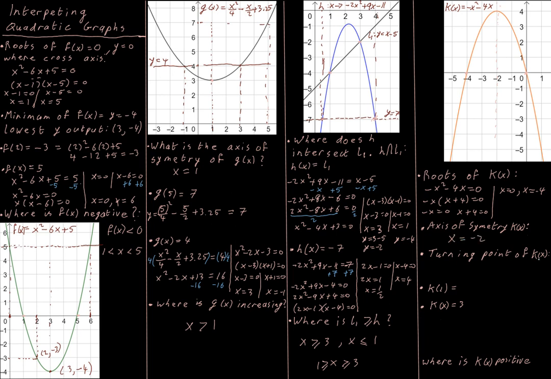Now what's the turning point? The turning point is where we're changing direction. So that's the maximum, the highest point here. That happens at minus 2, 4. Where is k of 1? Well, that means x is 1. So we find the y coordinate and it's minus 5. Where is k of x equal to 3? Well, that happens at minus 1.